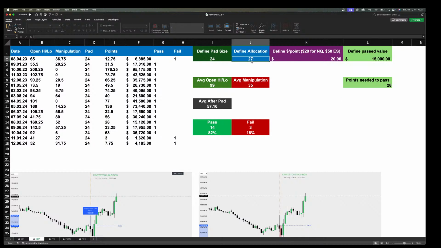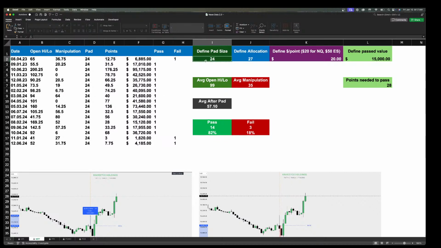And essentially, I use 250K Apex accounts. My profit target is 15,000, and I can allocate 27 contracts as my total allocation. So in Q, I need 28 points to pass. So if I use a pad size of 24, that's going to give me an 82% pass rate.